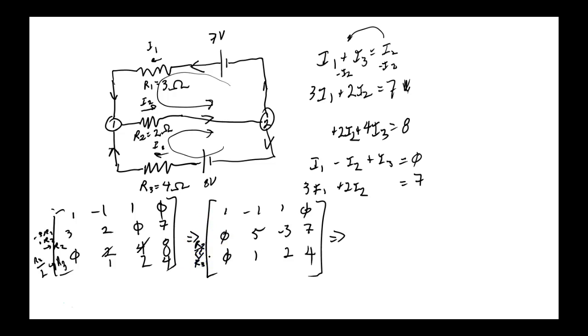And that's legal. Okay? So now we've got 1, -1, 1, 0. 0, 1, 2, 4. And 0, 5, -3, 7. Okay.